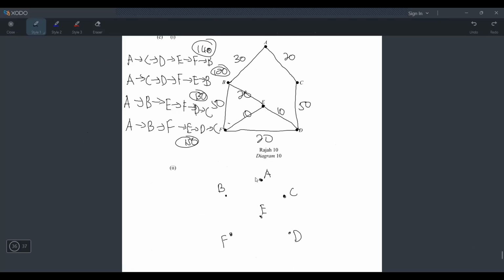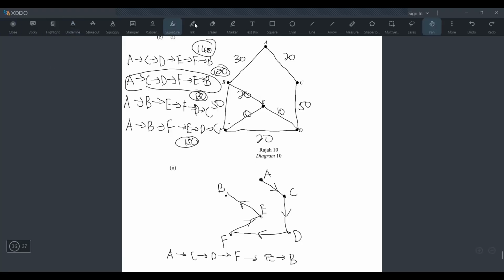The 120, which is from A to C, arrow like this, C to D, arrow like this, and then D to F, and then F to E, and then E to B like this. Before I write the shortest distance, I have to write the path: A to C to D to F to E to B.